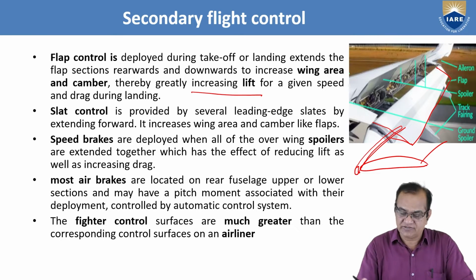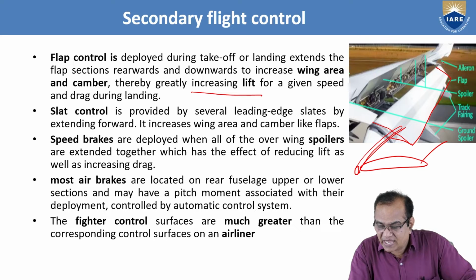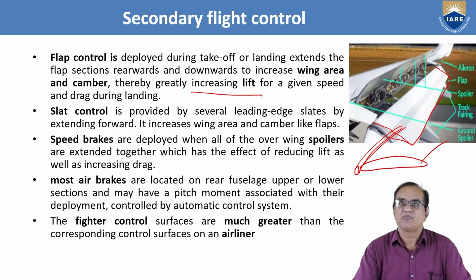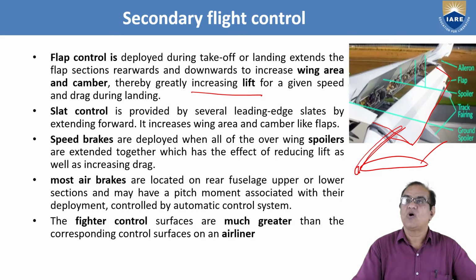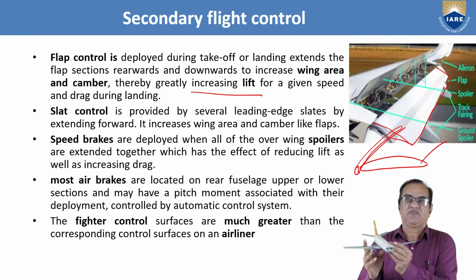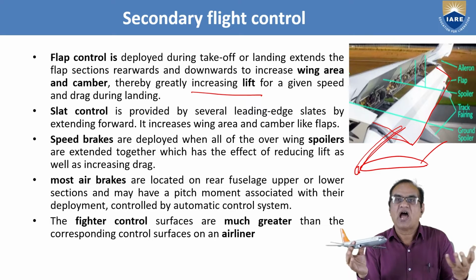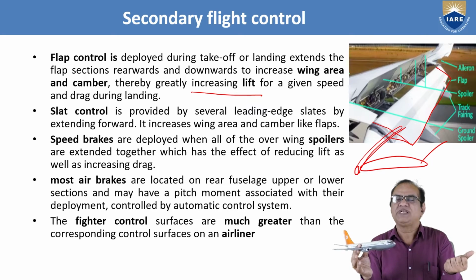So speed brakes, this you can see here. Here is the aileron, this is the flap, these are the spoilers, these are track fairings, and this is called the ground spoiler. Here the speed brakes are deployed when all of the over-wing spoilers are extended together, which has the effect of reducing the lift as well as increasing the drag. So why do we need the speed brakes? If the aircraft is flying, we cannot apply the wheel brake in the air. So how are you going to reduce the speed of the aircraft?